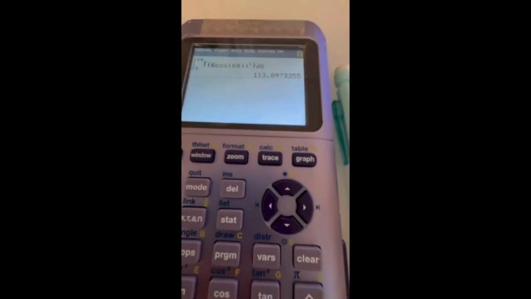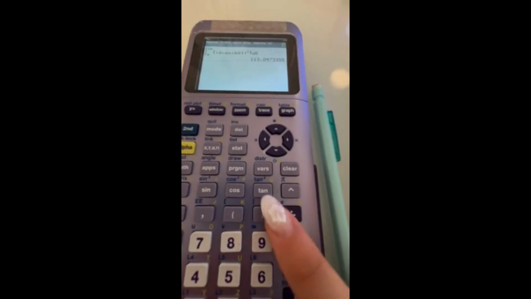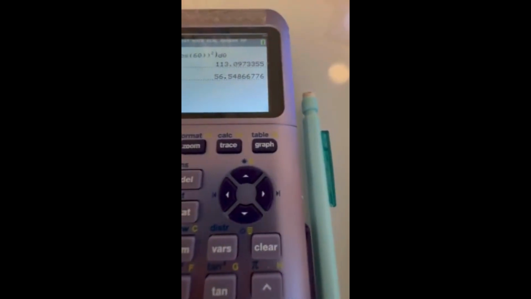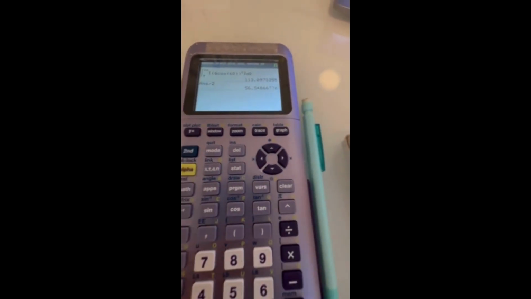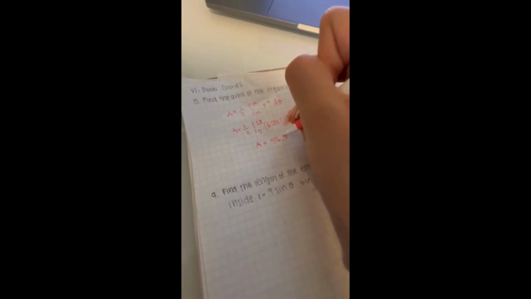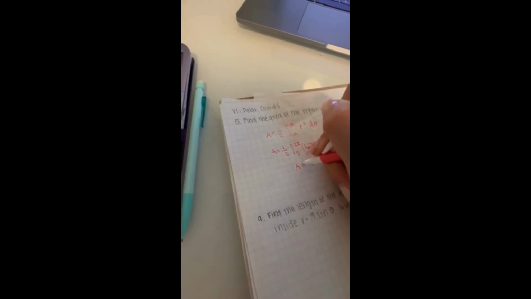And we get this value, but we have to remember that we have our 1/2 in front here. So as soon as we divide this number by 2, we get our real answer, which is going to be approximately 56.55. Perfect. Now on to the second problem.